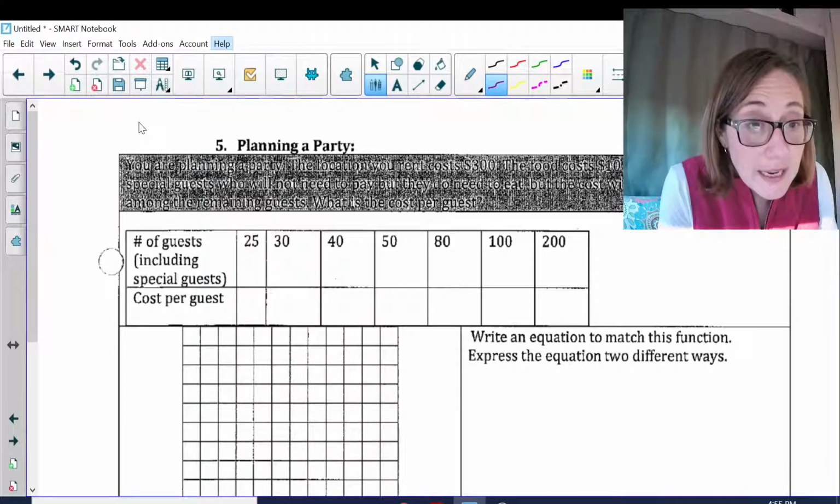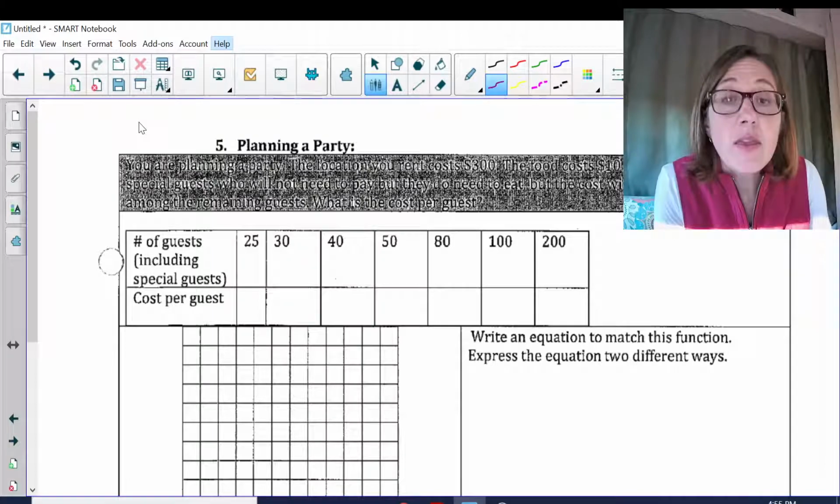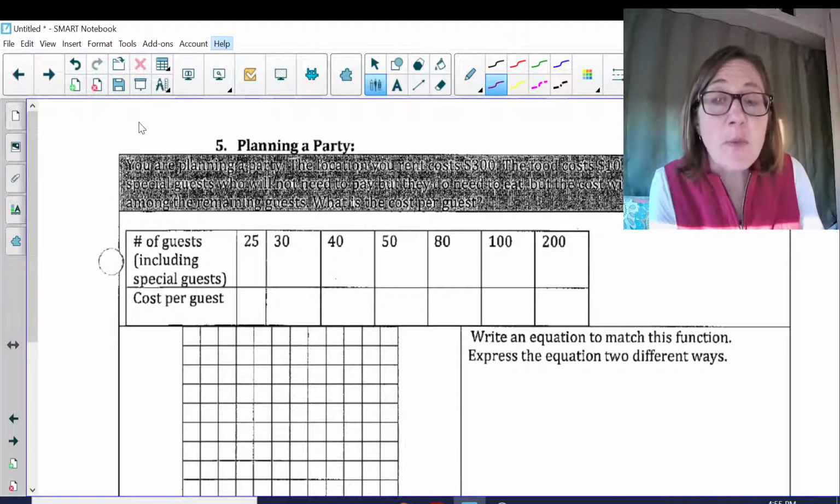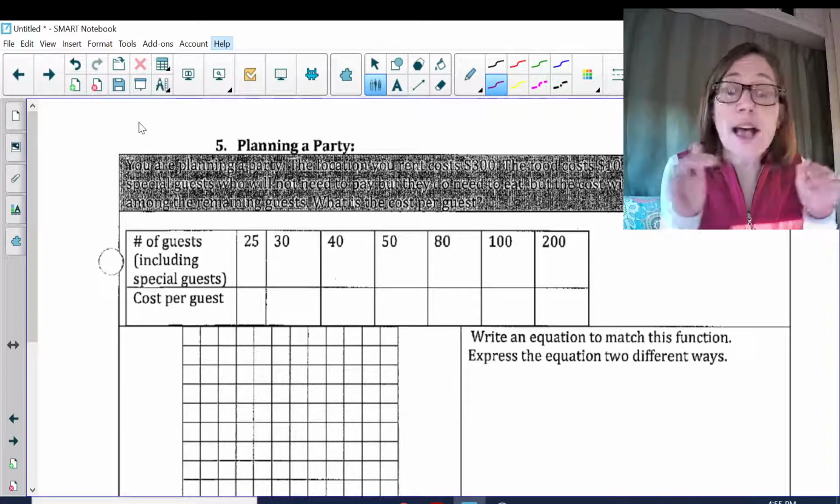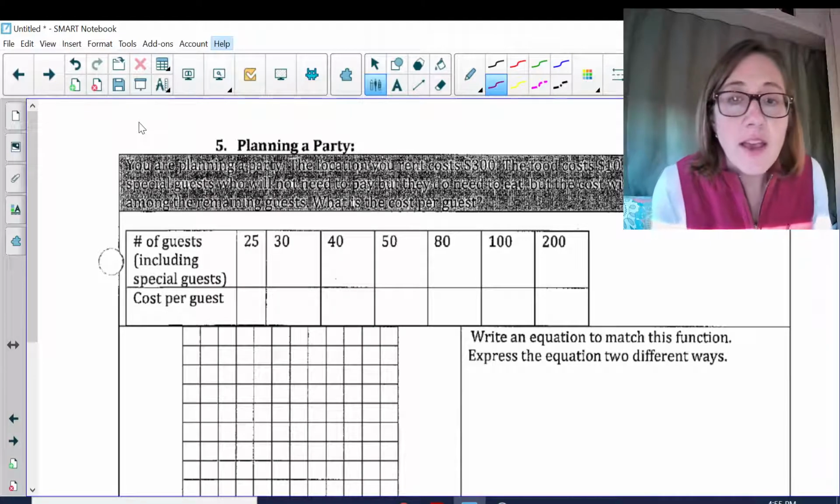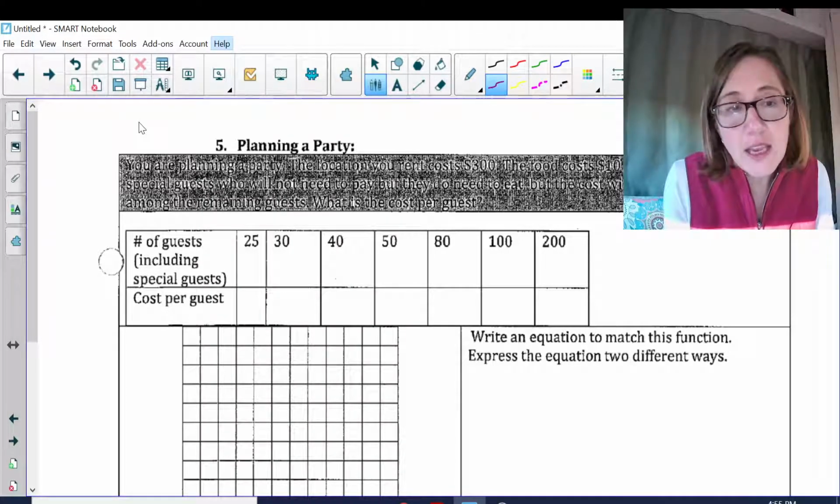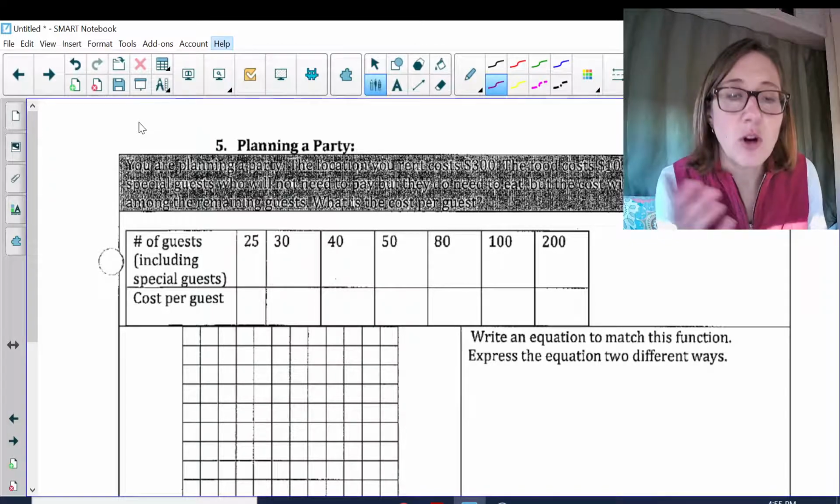It says, you are planning a party. The location you rent costs $300. The food costs $10 per person. There are 20 special guests who will not need to pay, but they do need to eat. The cost will be divided evenly among the remaining guests. What is the cost per guest?